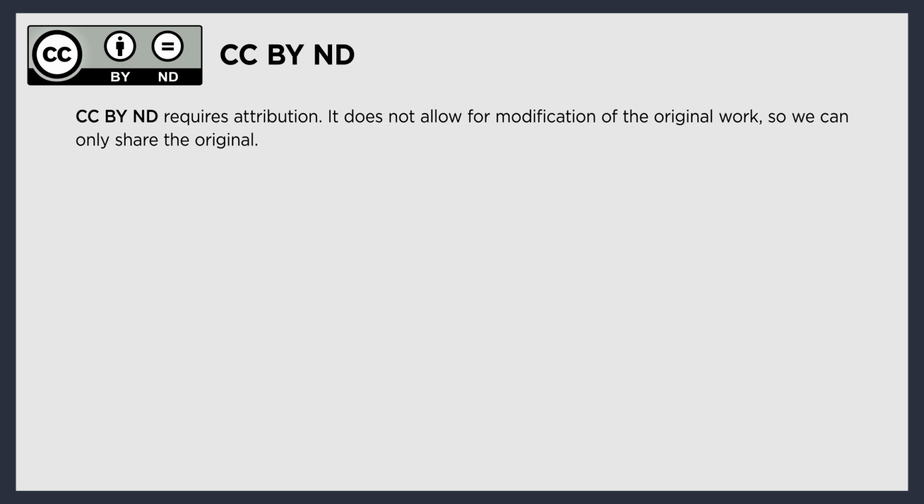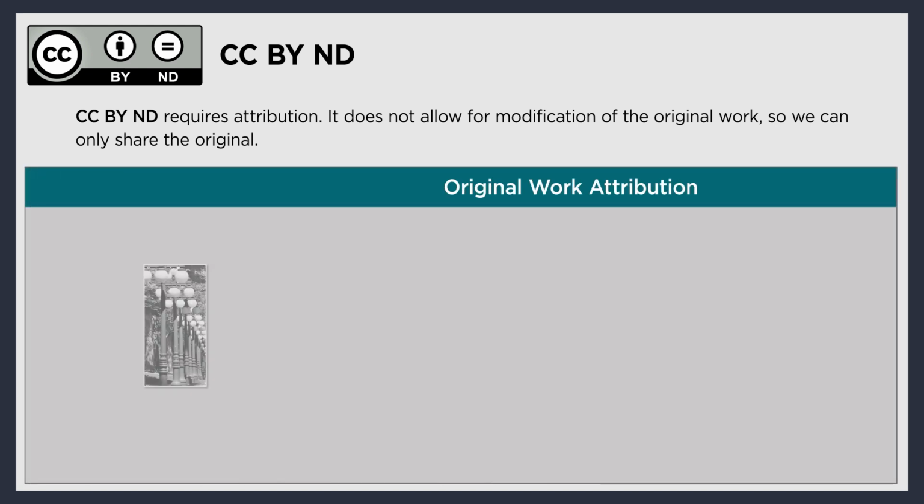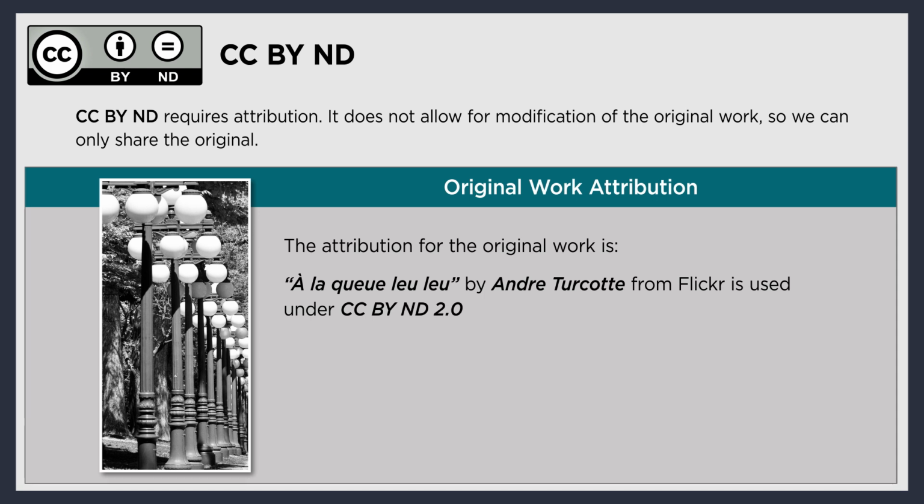CC BY-ND requires attribution. It does not allow for modification of the original work, so we can only share the original. The attribution for the original work is: À la queue leu leu, by André Turcotte from Flickr, is used under CC BY-ND 2.0. Note: the CC BY-NC license does not apply to this picture.